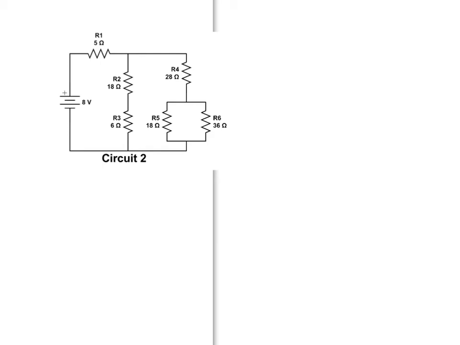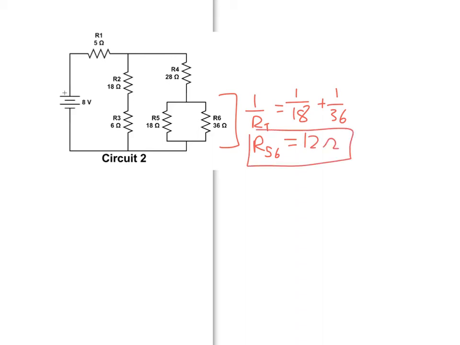All right, let's go ahead and move on to our second circuit. First, looking for those simple combinations. So we see here R5 and R6 we can combine into a single resistor. So 1 over 18 and 1 over 36. And so we find that 5 and 6 combine to be 12 ohms. We also can combine R2 and R3. They're in series, so we're just going to add them up, 18 plus 6. And so we end up getting a total of 24 ohms for that.